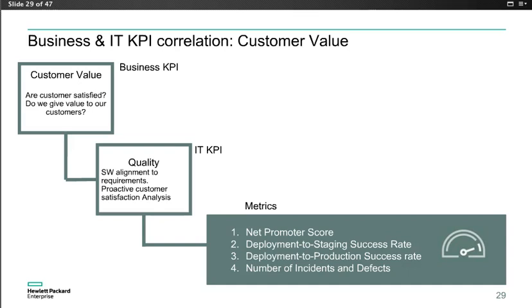And what IT can measure as a key performance indicator is, for example, the alignment of the delivery of new products with requirements that they get from the business. And the metrics that we can use for this KPI can look like net promoter score, deployment to staging success rate, deployment to production success rate, and number of incidents and defects.